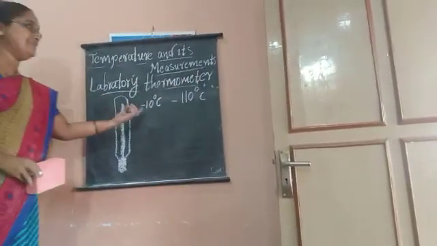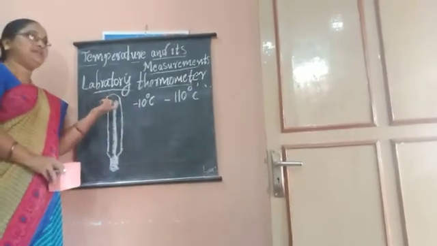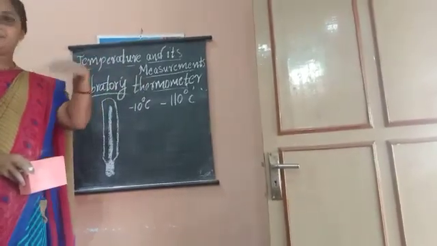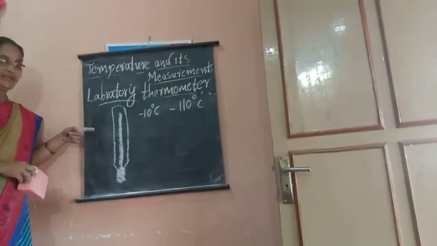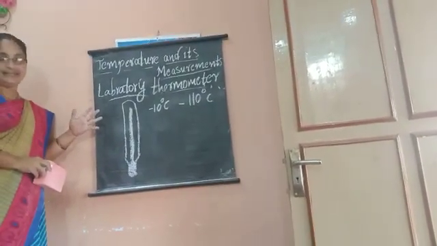Okay, minus means less than 0. That means the laboratory thermometer is useful to measure the temperature of hot bodies, hot objects and the cold objects also. Its readings are from minus 10 degrees Celsius to 110 degrees Celsius.